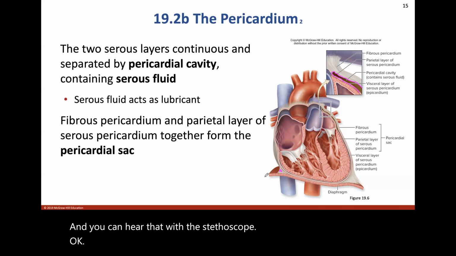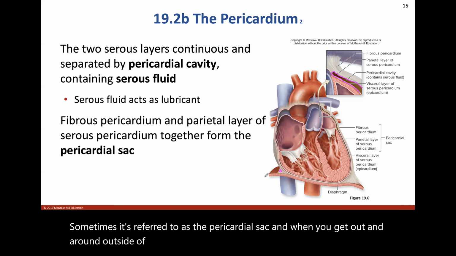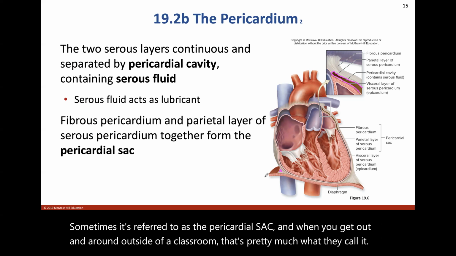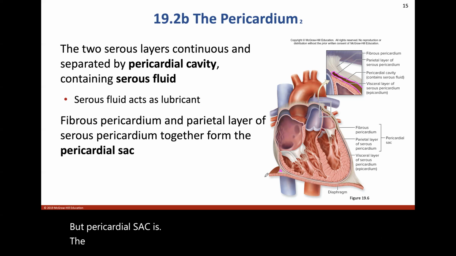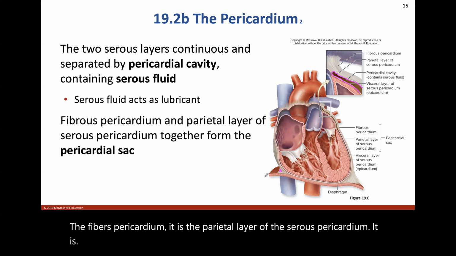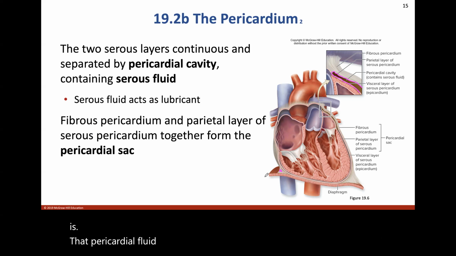Sometimes it's referred to as the pericardial sac. And when you get out and around outside of a classroom, that's pretty much what they call it. But the pericardial sac is the fibrous pericardium. It is the parietal layer of the serous pericardium. It is that pericardial fluid within it. But I want you to know all the specifics, all the individual pieces, because I like detail.